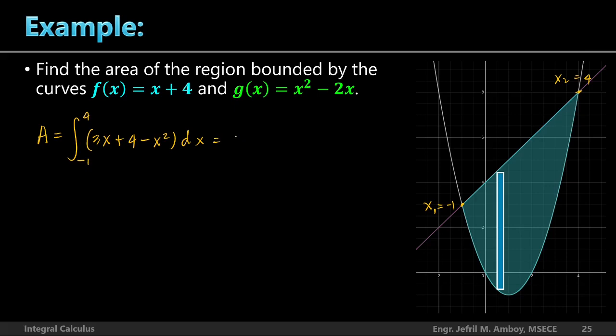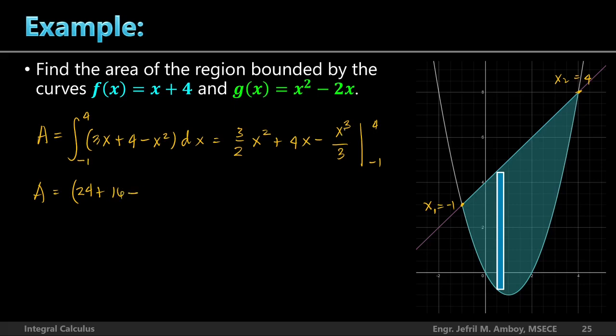Integrating, makakakuha tayo dito ng 3 halves x squared plus 4x minus x cubed over 3. And this, we will evaluate from negative 1 to 4. Sige, evaluate na natin yan. Itong x, papalitan natin ng 4. So, 4 squared is 16. 16 over 2 is 8. 8 times 3 is 24. So, 24 plus. So, 4 times 4 is 16.